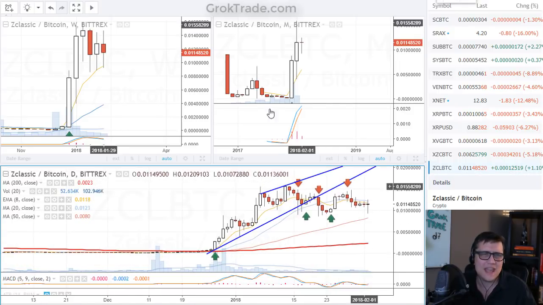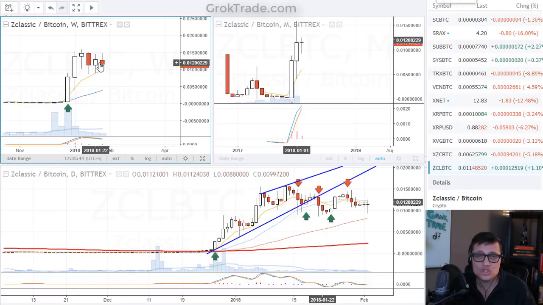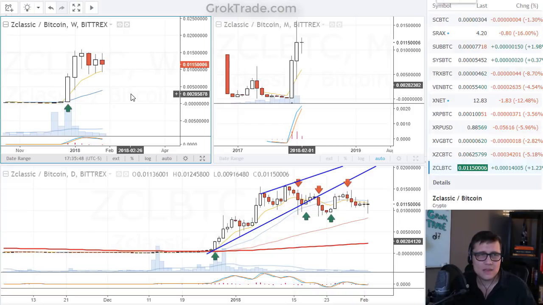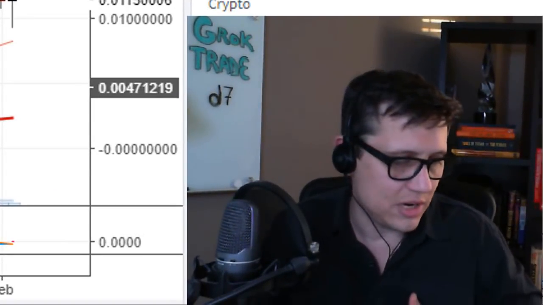ZCL BTC, we're down, down, down. I'm not interested in this one in the slightest, but the weekly looks good to me. This could get bullish, but it's got to really show some. This is Z Classic, it's going to have to really pop and do so with meaning for me to be interested in that one right now.